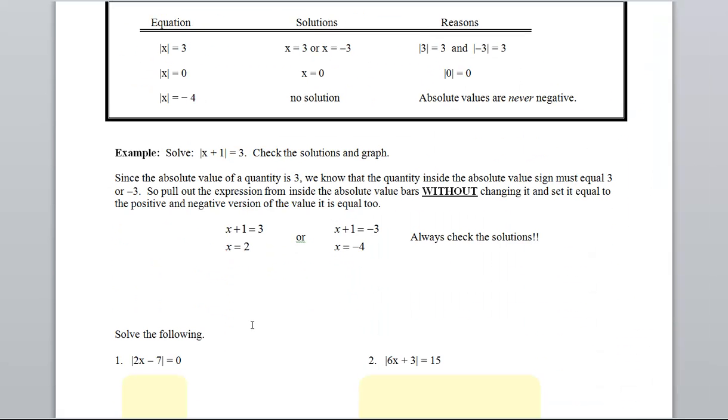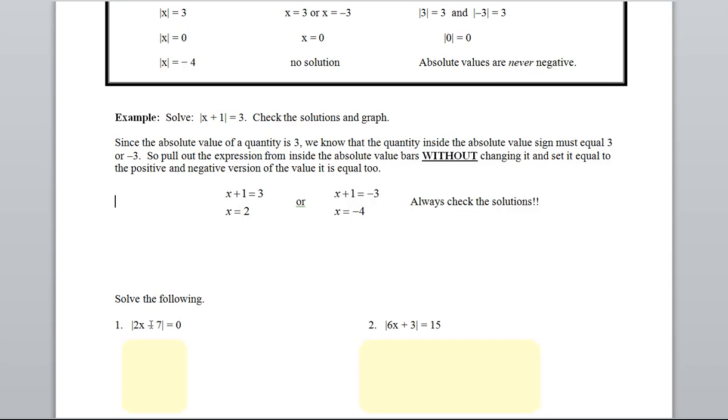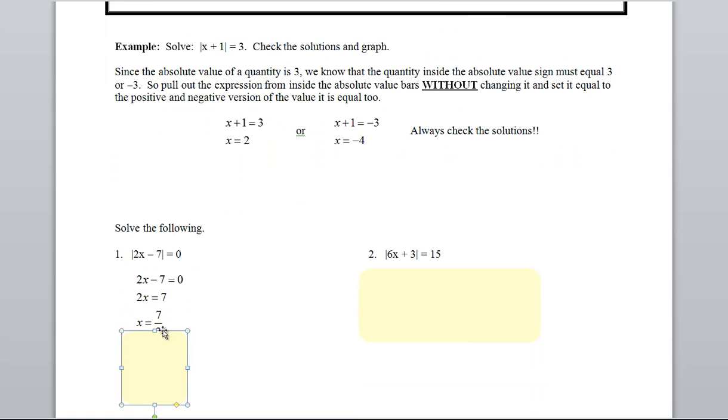Okay, so let's see what else we have. Solve the following. The absolute value is equal to 0. Well, for 0, there's only one possibility. So I pull out the expression inside the absolute value and set it equal to 0, and I solve. I'm going to add 7, divide by 2. So my answer should be x equals 7 halves. If you substitute this back in, you'll get 0 inside, which is what was intended, and the absolute value of 0 is 0.